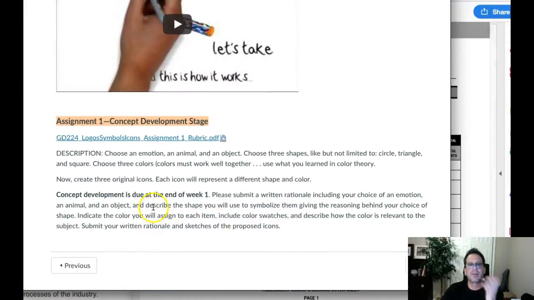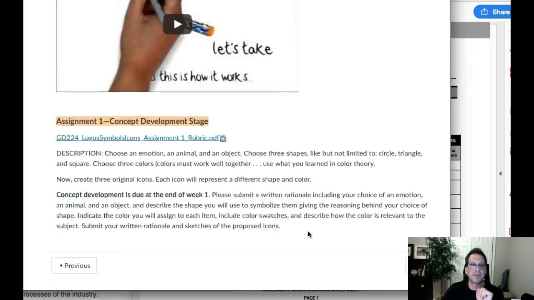All right, concept development due at the end of week 1, right? So please submit a written rationale, including your choice of an emotion, an animal, and an object. Okay, there's 3 different icons you're going to design. You're going to decide the shape, describe the shape you're going to use to symbolize them, and give a reasoning behind your choice of shape. Indicate the color you will assign to each item, include your color swatches, and describe how the color is relevant to the subject. Submit your written rationale and sketches of the proposed icon.